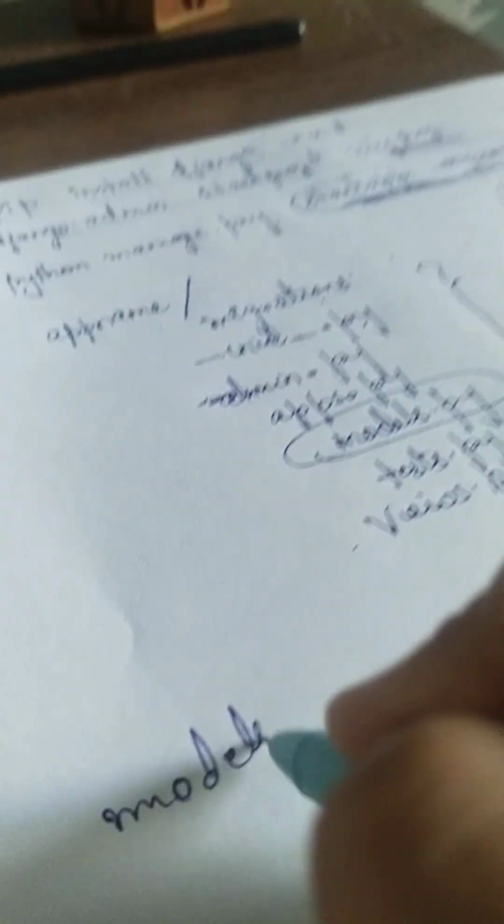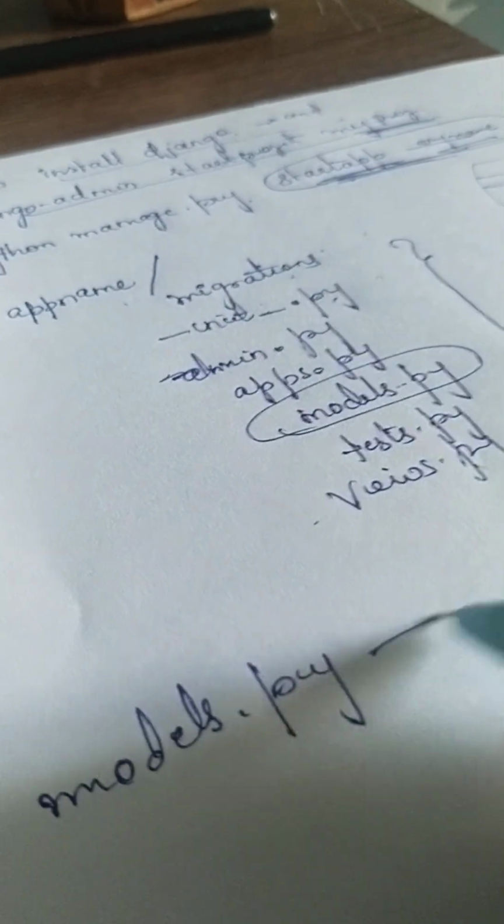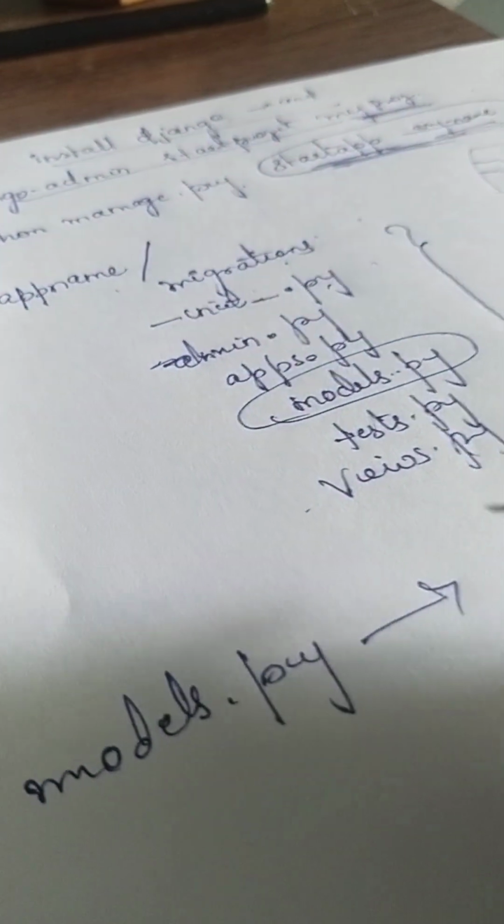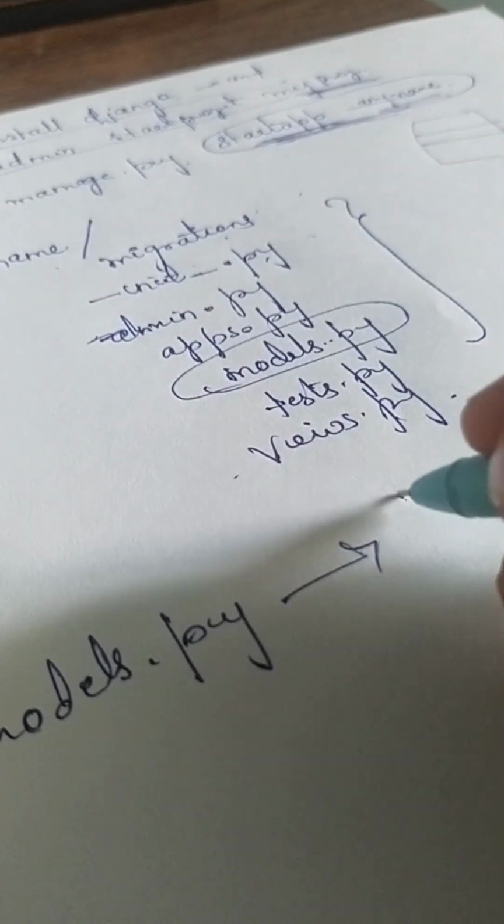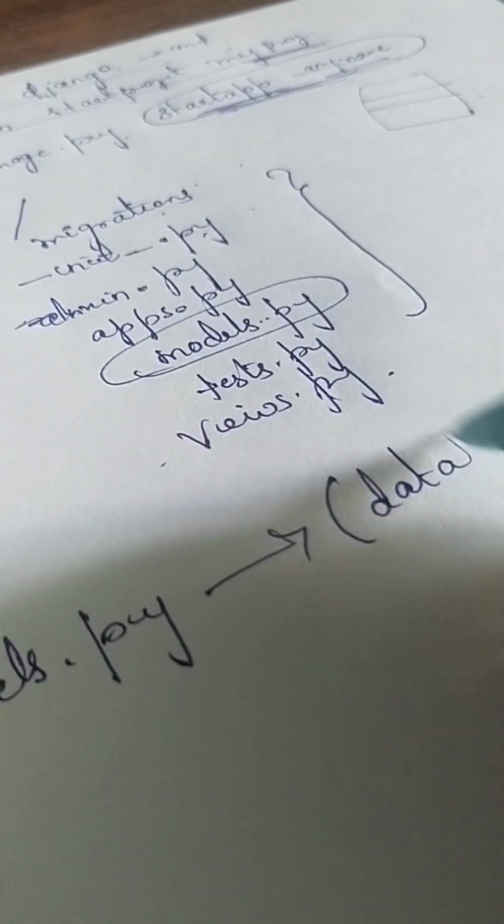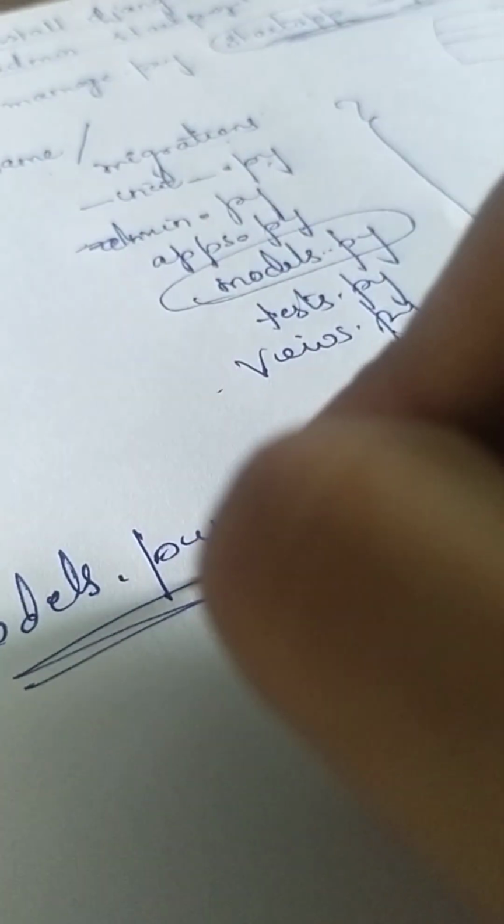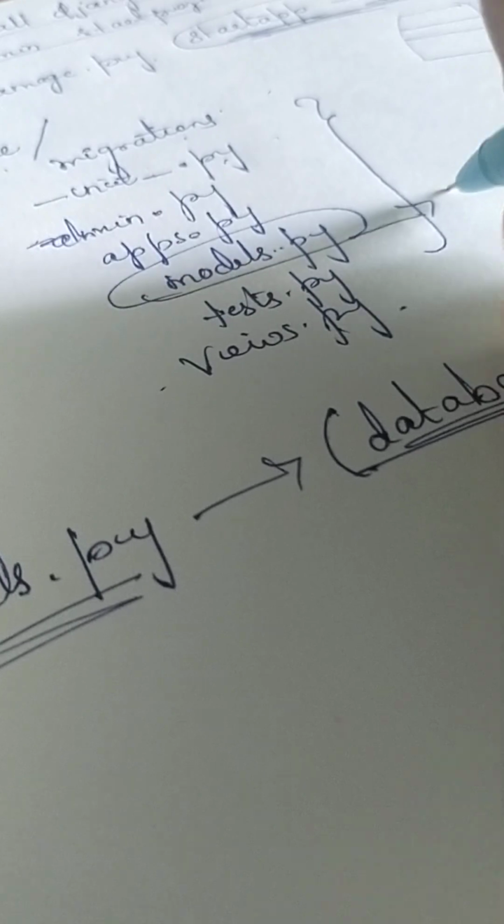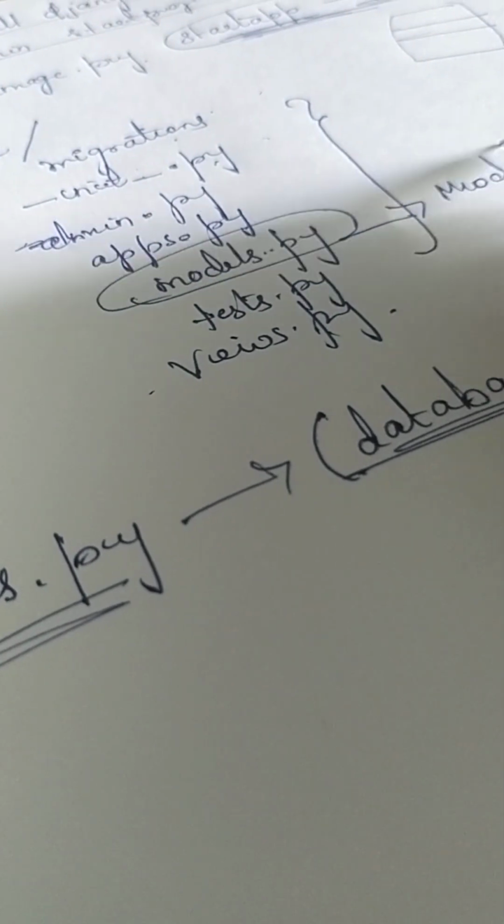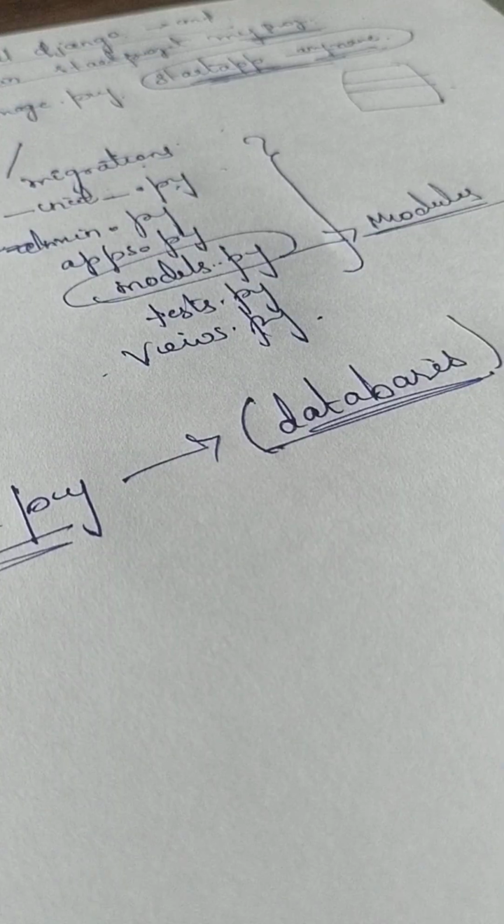So we have models.py. What happens in models.py is that all your databases will be present here. All the databases are present in the models.py module. So all these are your modules.